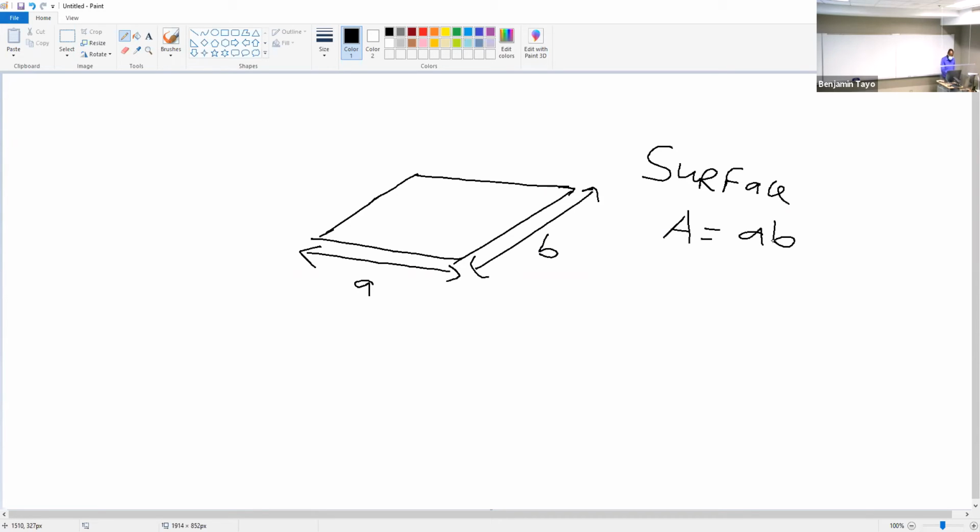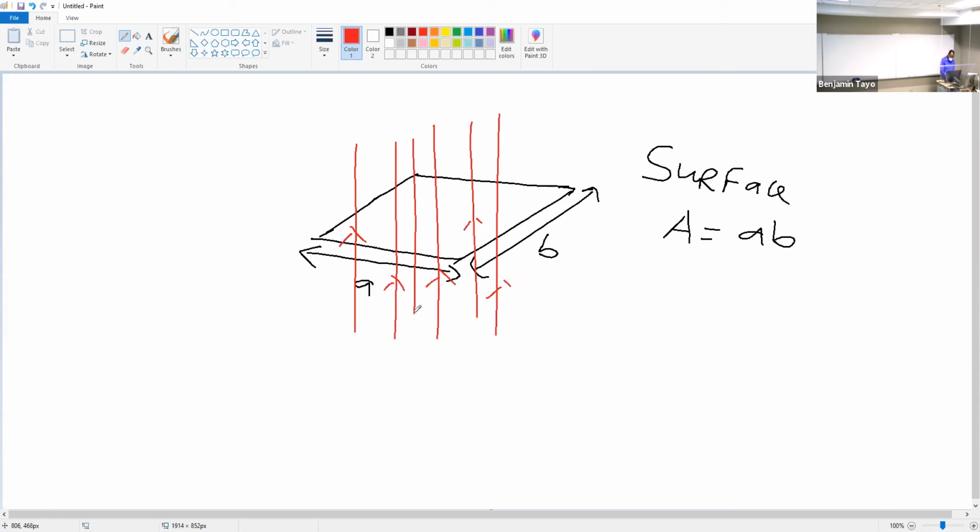Now, I'm also going to assume that you have electric field lines that are going through. So you have an electric field. Now let's just say that this electric field is equal to 100 Newton per coulomb. In this case, it's pointing up, so pointing in the j-hat direction.